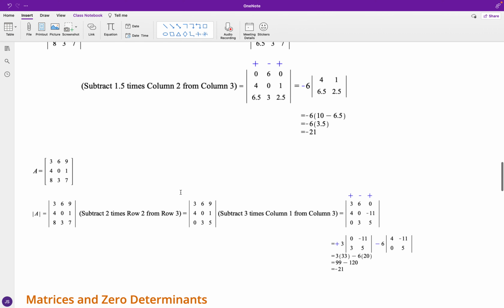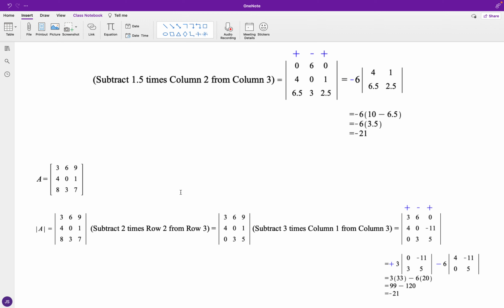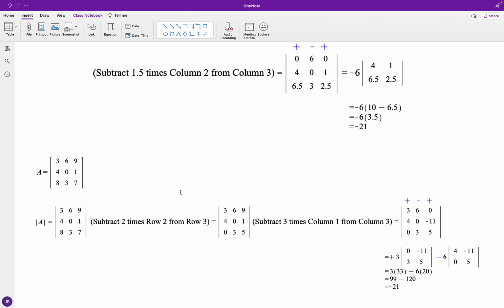And another way, through the lens of row operations, let's say again 3, 6, 9, 4, 0, 1, 8, 3, 7, and let's say I want to make the 8 into a 0. What I can do here is subtract 2 times the second row from the last row. So we have 8 minus 2 times 4, which is 8 minus 8, which is 0. 3 minus 0 is 3. And 7 minus 2 times 1 is 7 minus 2, which is 5.